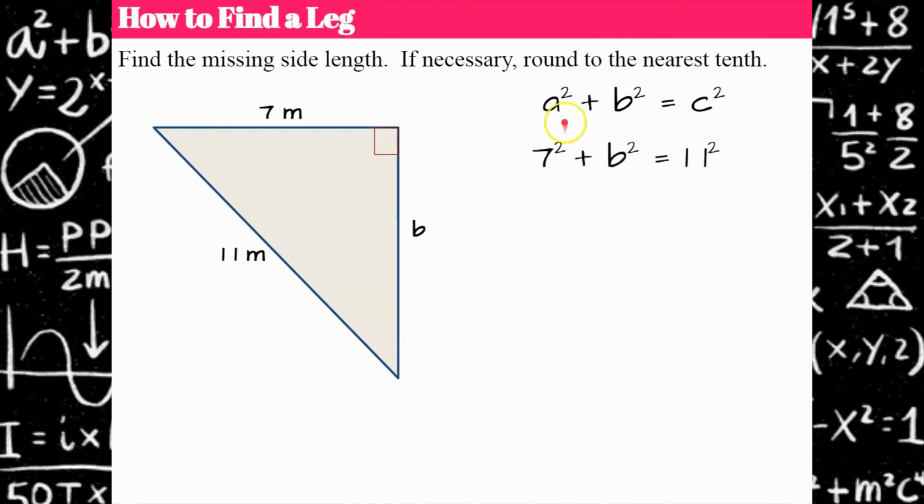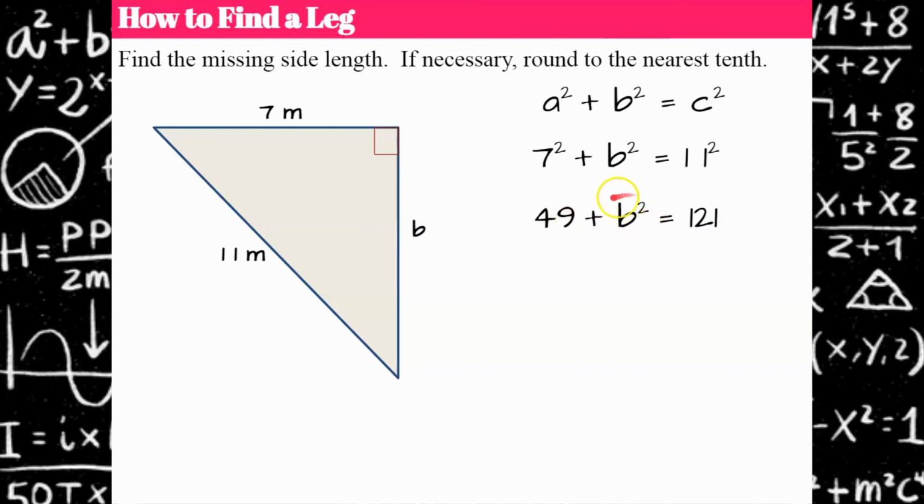So I plug in what I know. Side A is 7, so 7 squared plus the unknown B squared, equals the hypotenuse 11 squared. Do the math. 7 squared is 49, B squared stays, 11 squared is 121. Now here's where it changes. I cannot combine these terms because they're not like terms. I have a variable term and a constant.